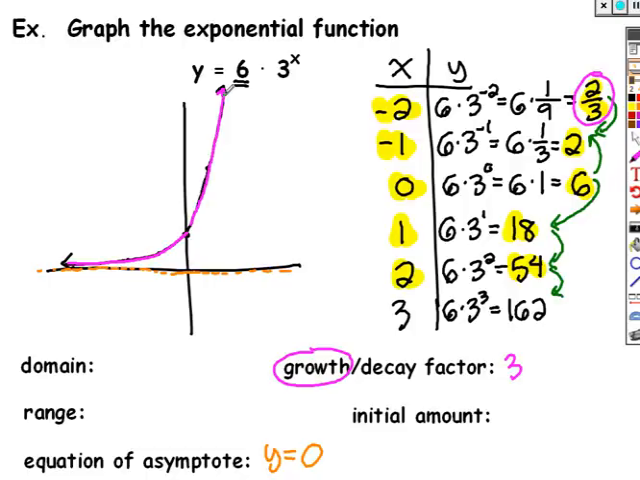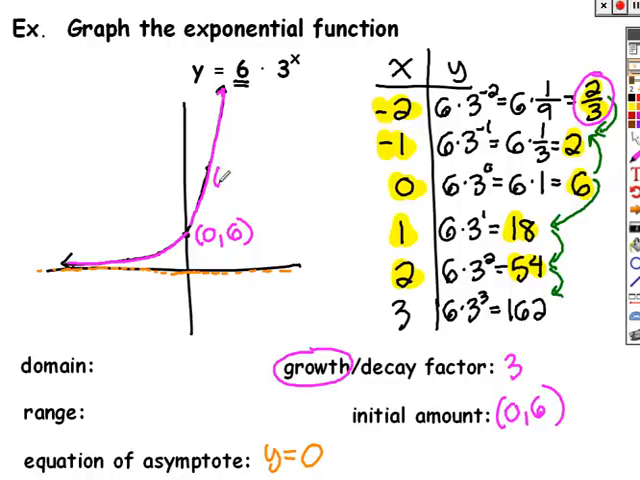The initial amount should correspond to your y-intercept, and that would be (0, 6). So if I plug in 0 for x, I actually get out 6 for y. That's also the a value here. And let me just label a couple more points on the graph.